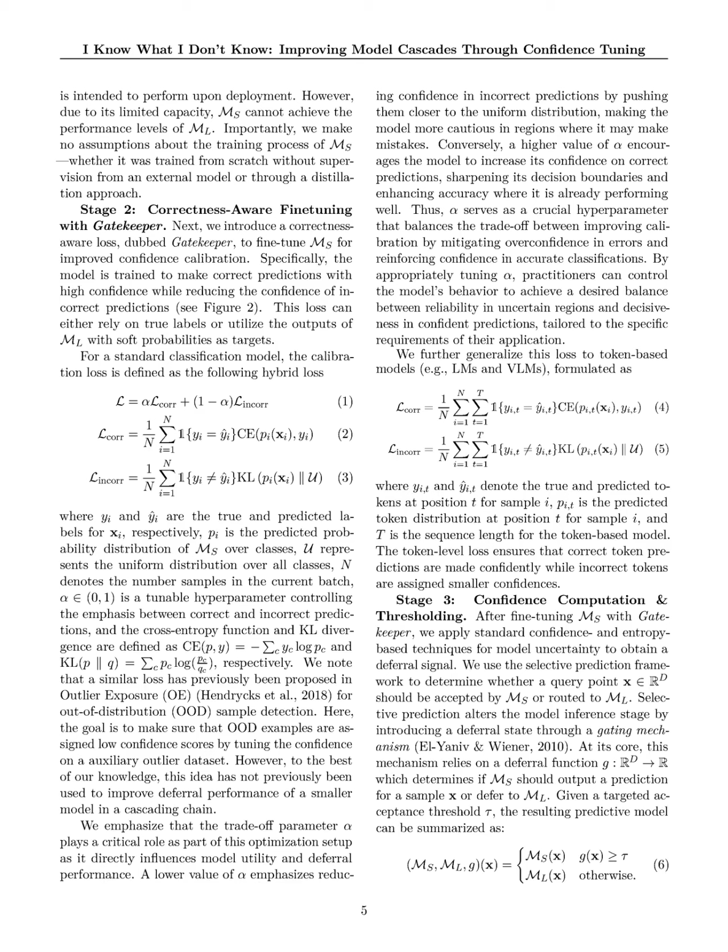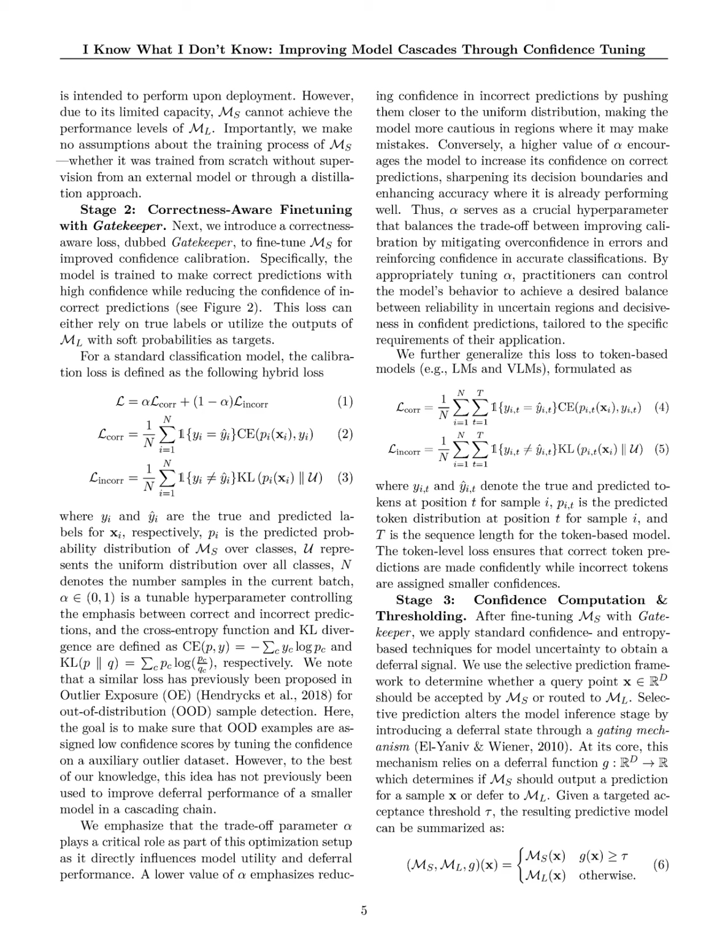First, m_s undergoes standard training on the intended tasks, establishing a baseline performance. Next, in the second stage, Gatekeeper introduces a correctness-aware loss function that fine-tunes m_s to output high confidence for correct predictions while reducing confidence for incorrect ones. This is achieved by adjusting the model's predictions using a hybrid loss that combines cross-entropy and KL divergence, with a tunable hyperparameter, alpha, that balances the emphasis on correct versus incorrect predictions.